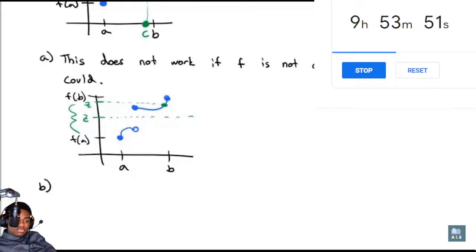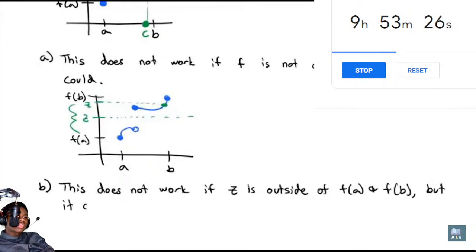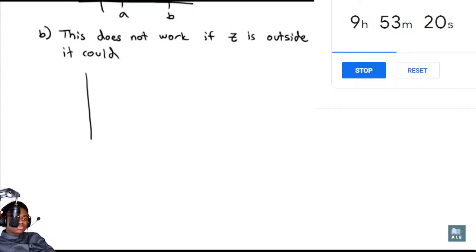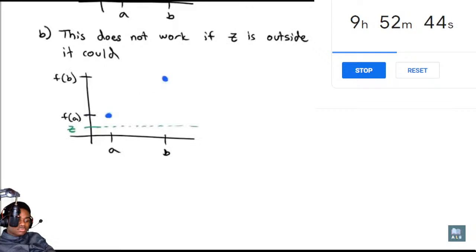The other important thing is it does not work again, it could work. We just don't have that guarantee. It doesn't necessarily mean no, though, because if the graph did go up and down and really wiggle, it could go down and hit z. But I don't have any guarantee that it does. So it's really important for the intermediate value theorem that z has to be between the two y values.